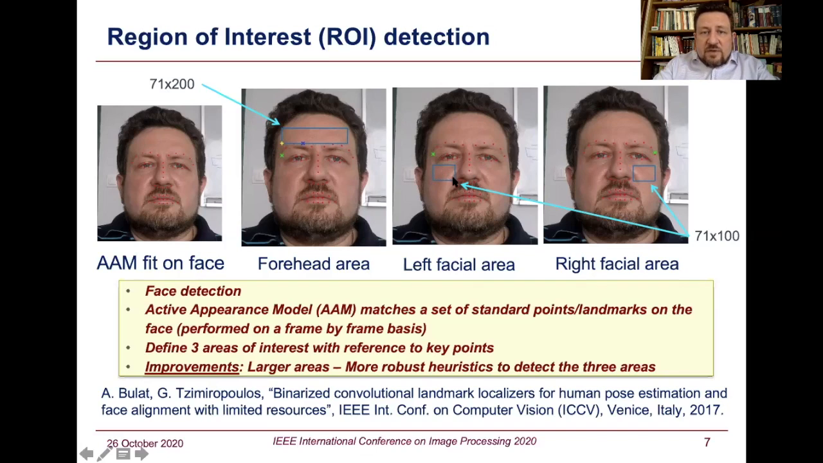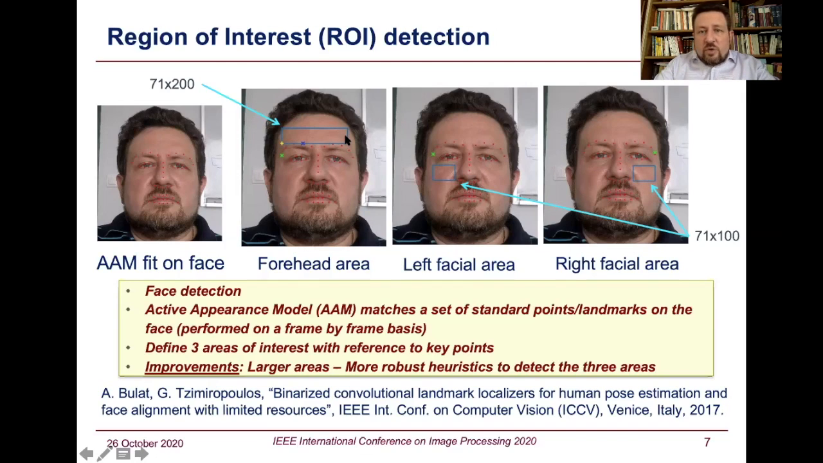One is the left facial area under the left eye, and another one which is under the right eye, so the right facial area. So we define three rectangles of different size, of course, 171 times 200 and 71 times 100 for these small rectangles. So what we've done here in comparison with the previous offering is that we have devised more robust heuristics in order to define these areas.